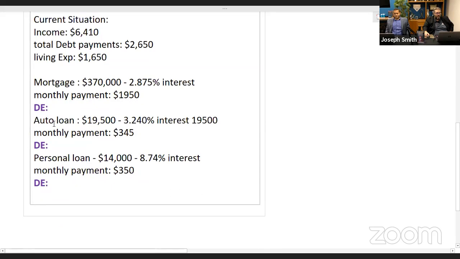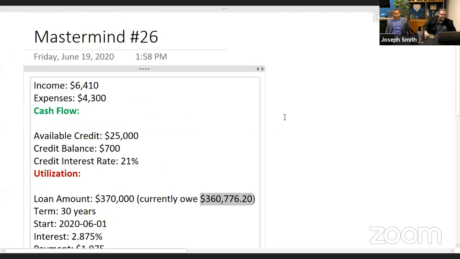So breaking down the income, the expenses, the debt expenses, the living expenses, and then there's a mortgage here. And so we have the amount of the mortgage. There's an auto loan here, and then the payment here, and then there's a personal loan of $14,000. This is a 5-year personal loan. So that's the situation.